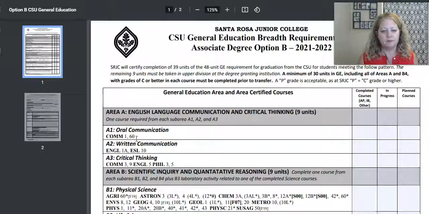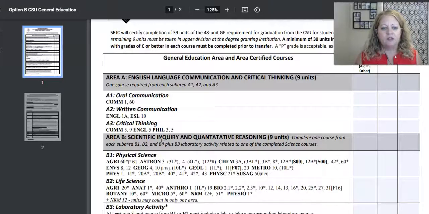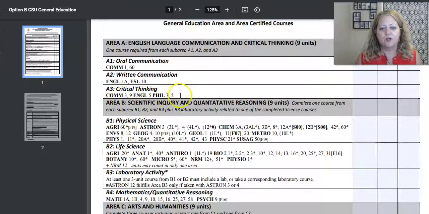And the other thing I want to mention is a few years ago, these classes were called Speech 1A and Speech 60. So if you took it when it was under the discipline of speech, it's still the same class. They just switched over to the Comms discipline. Area A2 is English 1A or ESL 10. And then you need one critical thinking, so you would choose one of these classes to complete Area A3.